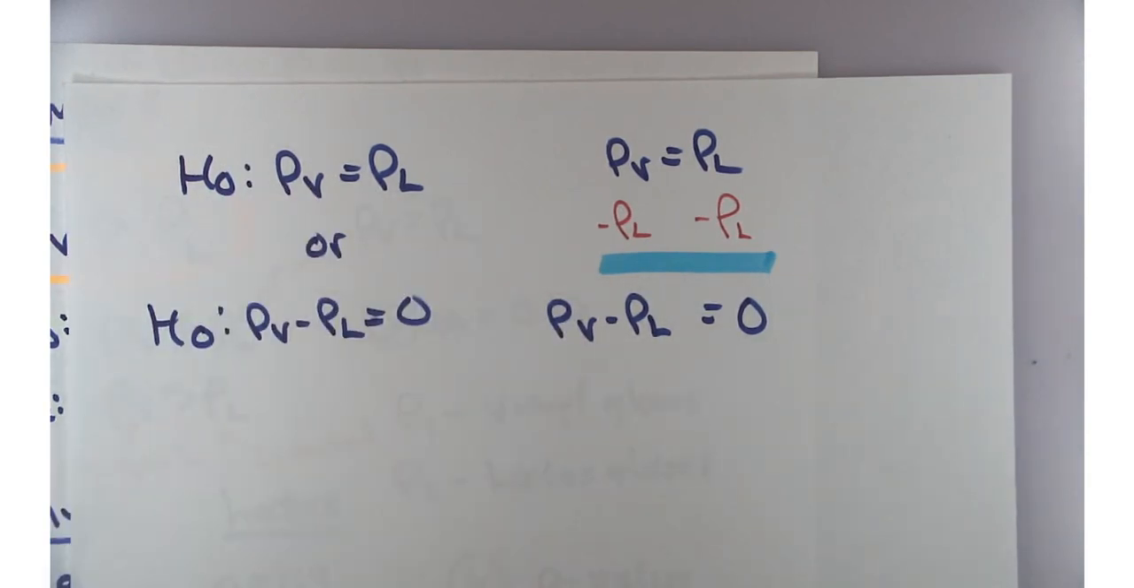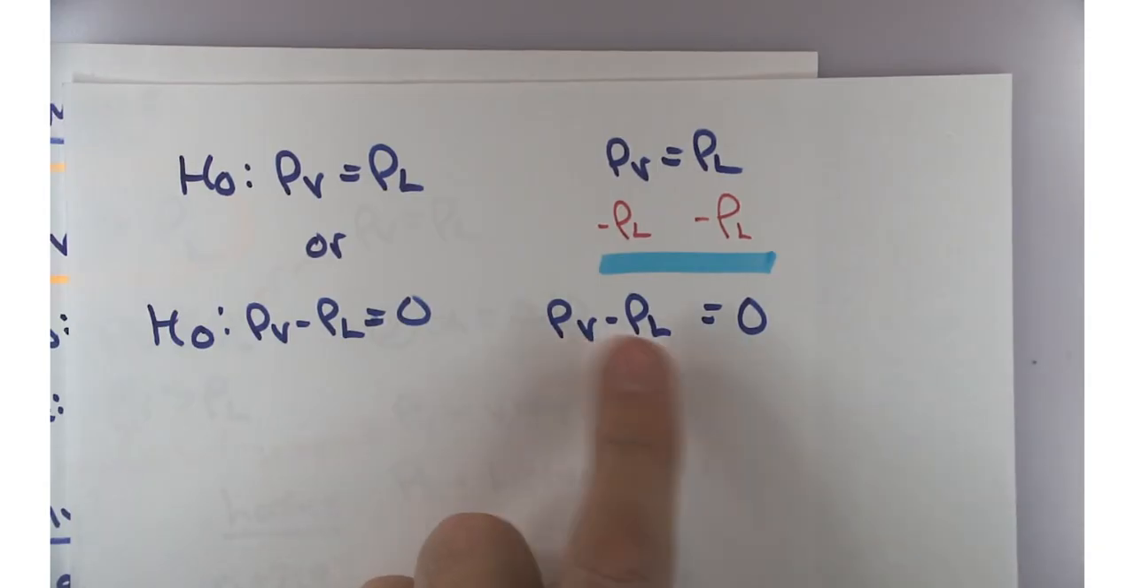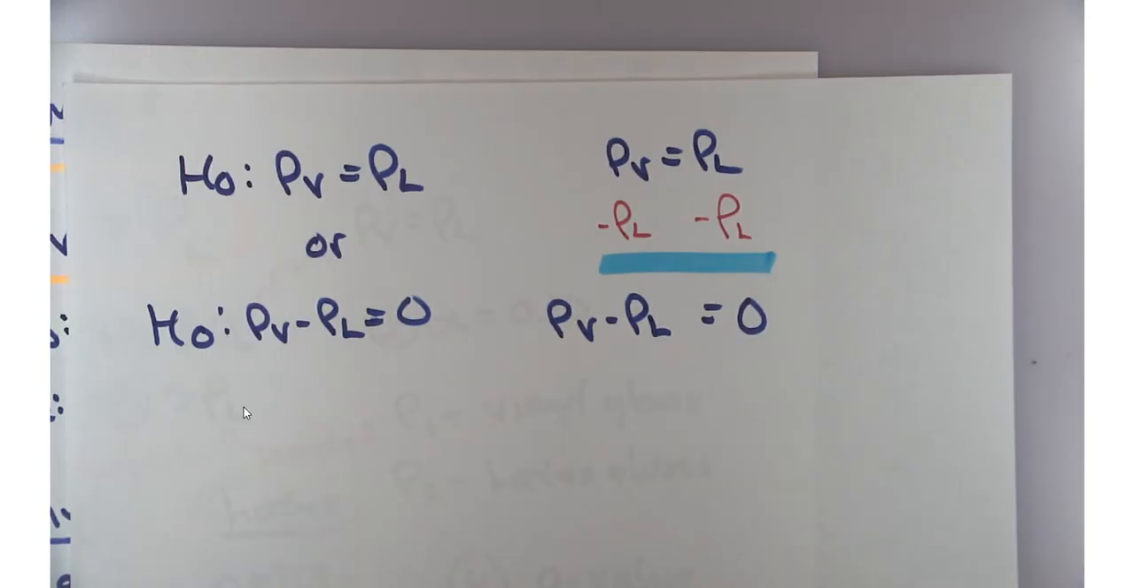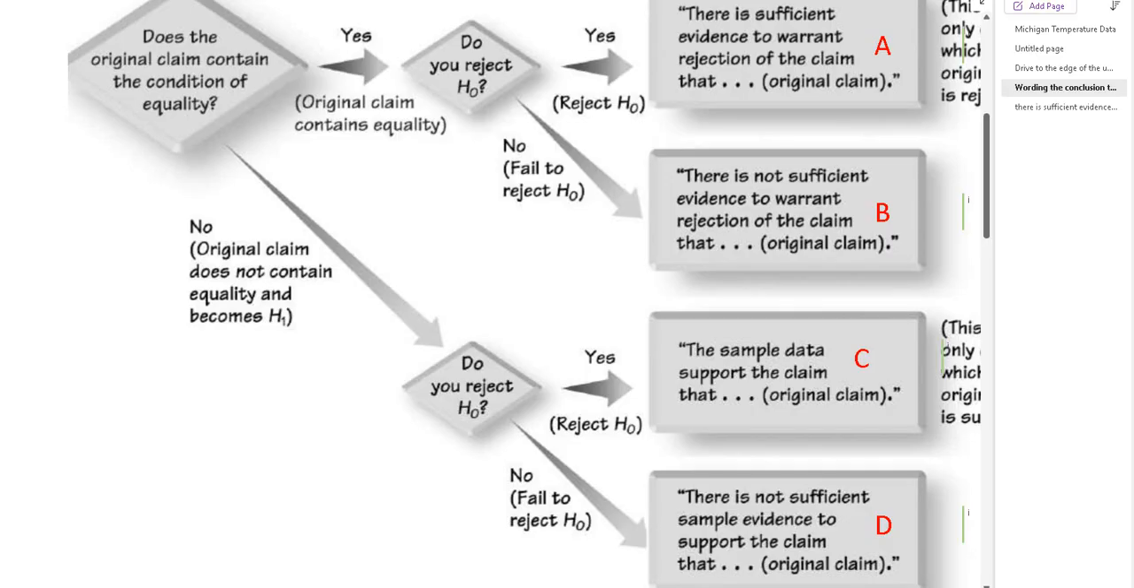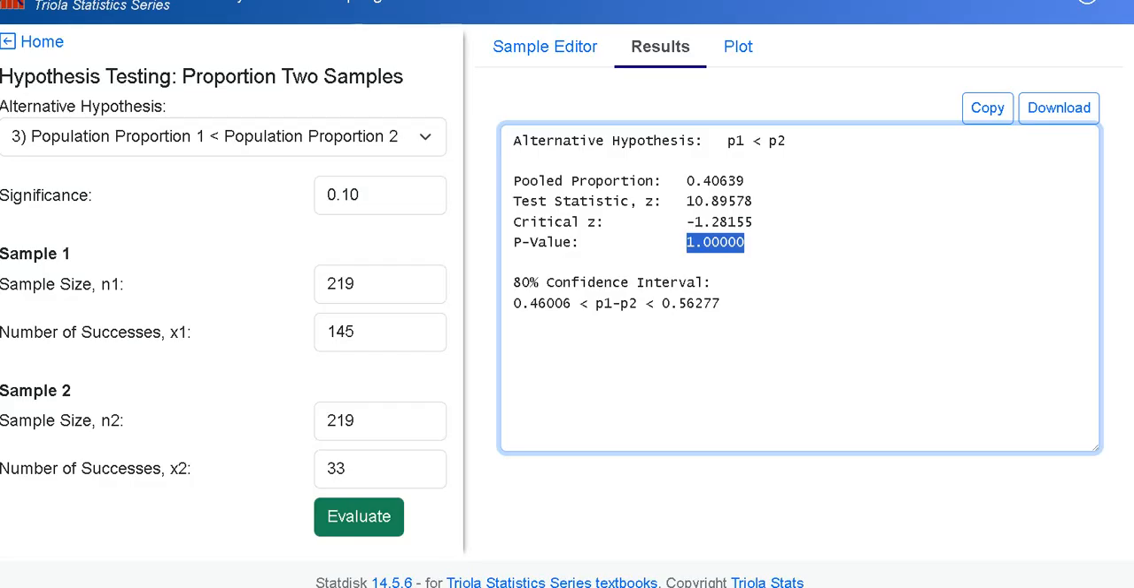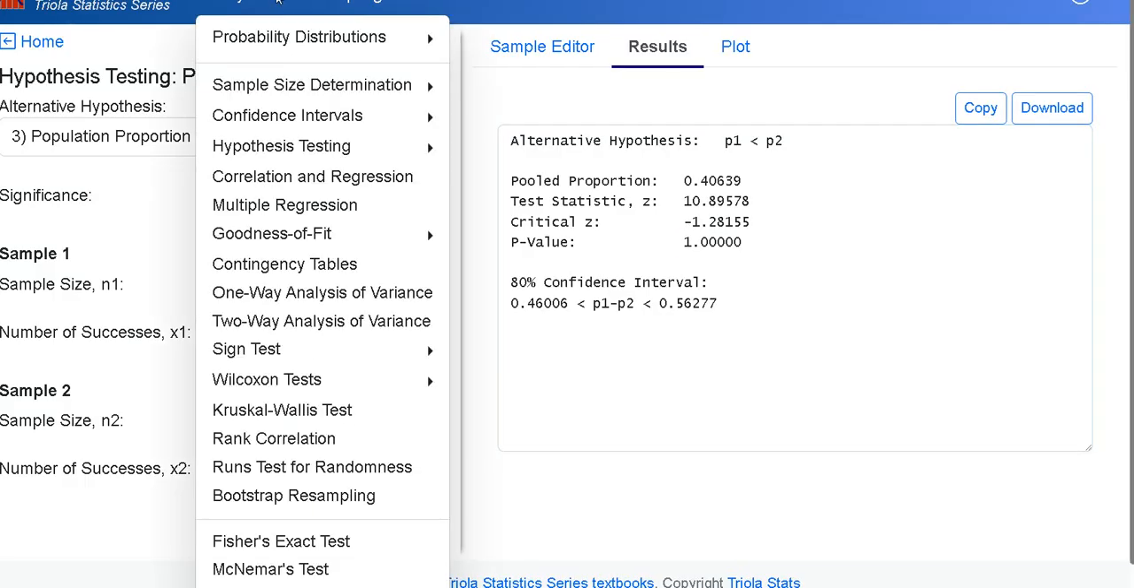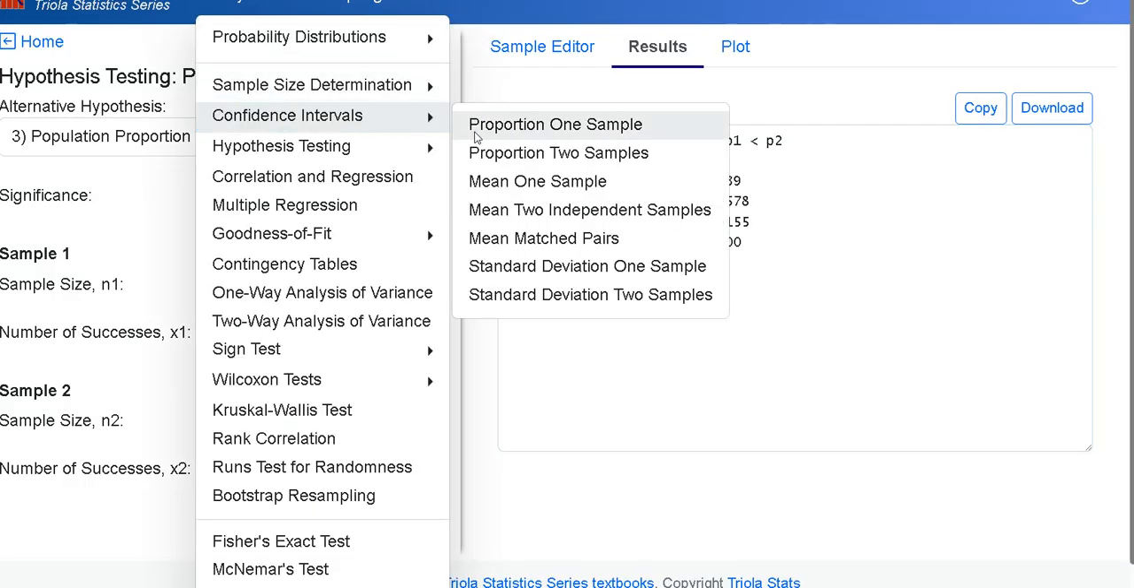Let's see what a confidence interval says for the difference in these two proportions. Let's see what it says for us in our data. So where am I going to go to find a confidence interval? What do you suppose I have to look at? Analysis. Oh, and there you go. Confidence intervals, proportion two samples.